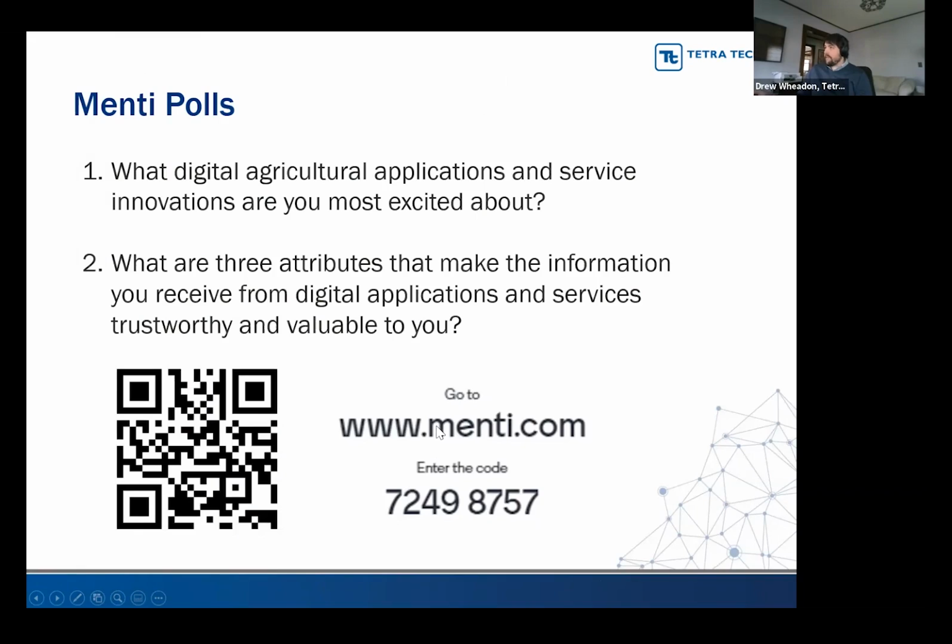But as we're switching screen shares here, please navigate to menti.com, enter this code 72498757. And the first of these two questions should pop up for you. You can also use that QR code if you like.